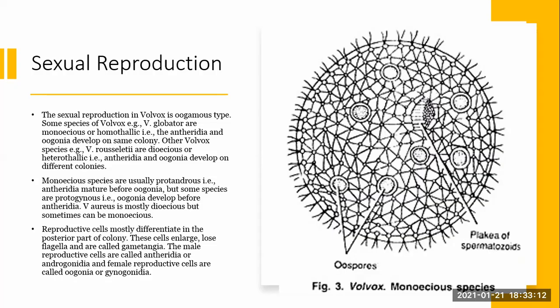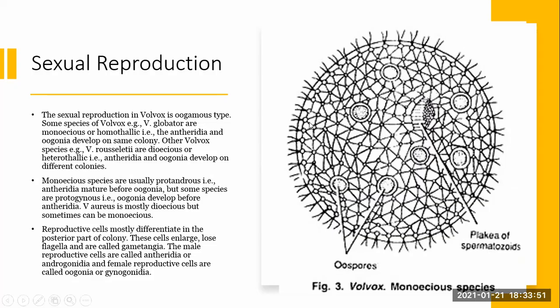In Volvox, Volvox aureus is mostly dioecious, but sometimes can be monoecious. So it varies from species to species. Reproductive cells mostly differentiate in the posterior part of the colony. These cells enlarge, lose flagella, and are called gametangia. The male reproductive cells are called antheridia or androgonidia, and female reproductive cells are called oogonia or gynogonidia.